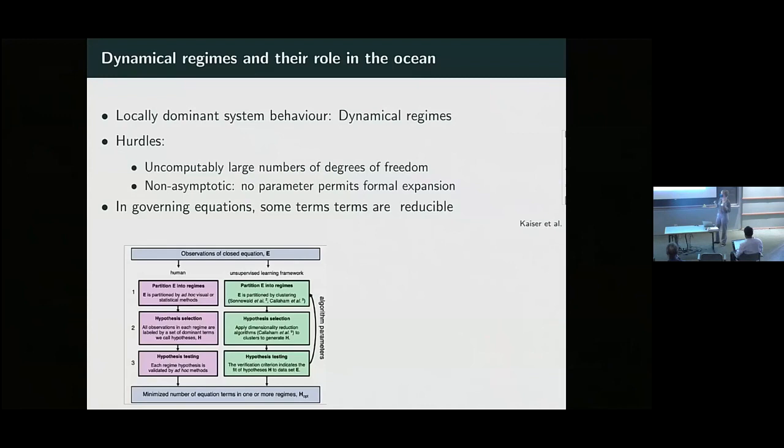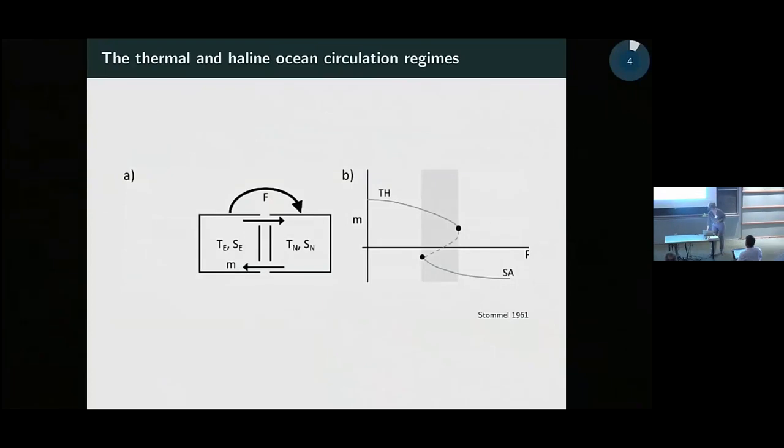But just as an overview, when I say dynamical regimes, what we mean is an area where there's locally dominant system behavior. So this is a dynamical regime. For example, in governing equations, this means that some terms are reducible. If you're looking at an area where, say, the wind might be important, you might be able to cross out some other terms in an equation.